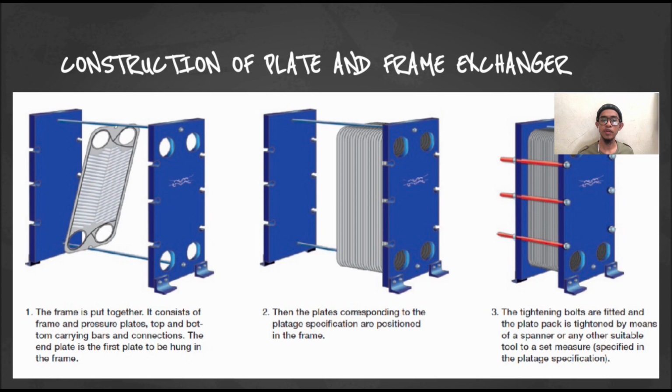So this is the construction of the plate and frame exchanger. First, the frame is put together. It consists of a frame and pressure plates, top and bottom carrying bars and connection. The end plate is the first plate to be hung in the frame. Second, the plates corresponding to the plate specification are positioned in the frame. Third, the tightening bolts. The plate pack is tightened by means of a spanner or any other suitable tool to a set measure specified in the plate specification.